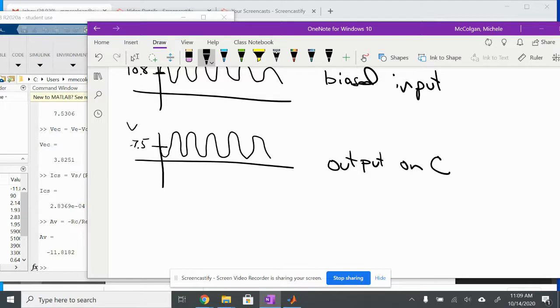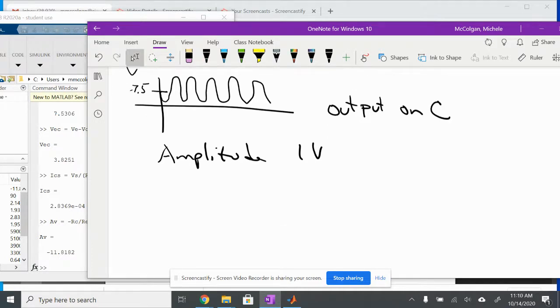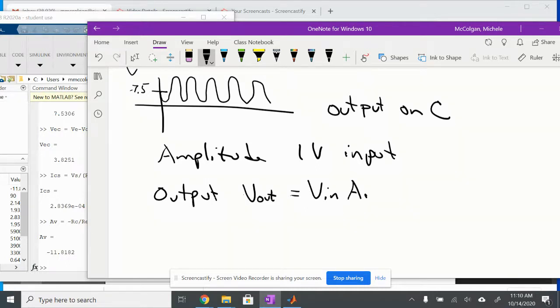The problem is that if I think about a 1 volt signal, so if my input amplitude is 1 volt, and I want to find the output, so this is the input, my output should be, so V out, just time varying, should be V in times the gain, AV, and so that's going to be 1 volt times a negative 11.8. So I should get something out that is a negative 11.8 for an amplitude.